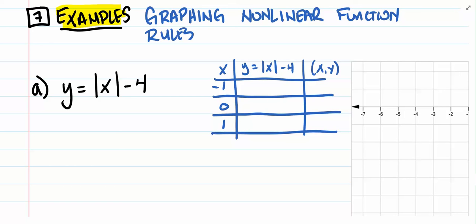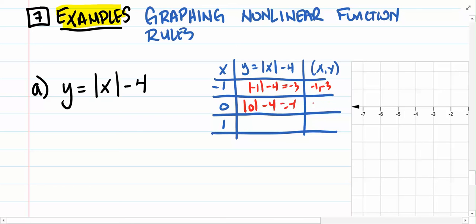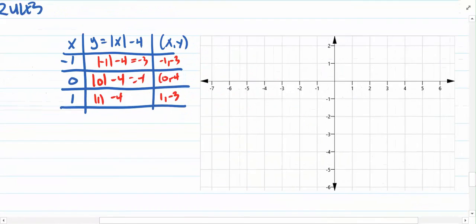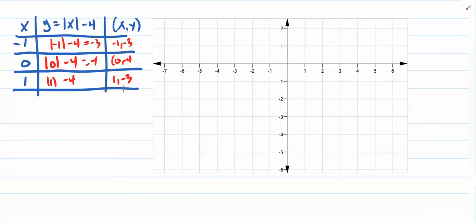So plugging in, if I plug in a -1, I would say the absolute value of -1 and then minus 4. The absolute value of -1 is 1. 1 minus 4 is a value of -3. So I would have -1 comma -3. Absolute value of 0 minus 4 would just give me -4. So I would have 0 comma -4. And then absolute value of 1 minus 4 would give me -3 as well. So 1 comma -3. So take that information and then plot it onto the graph.